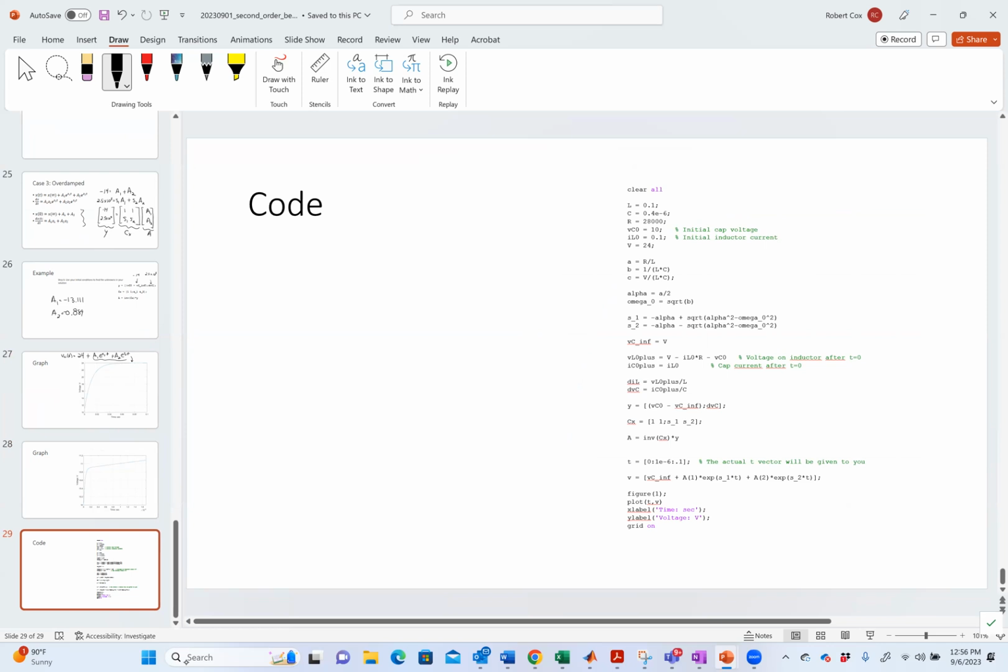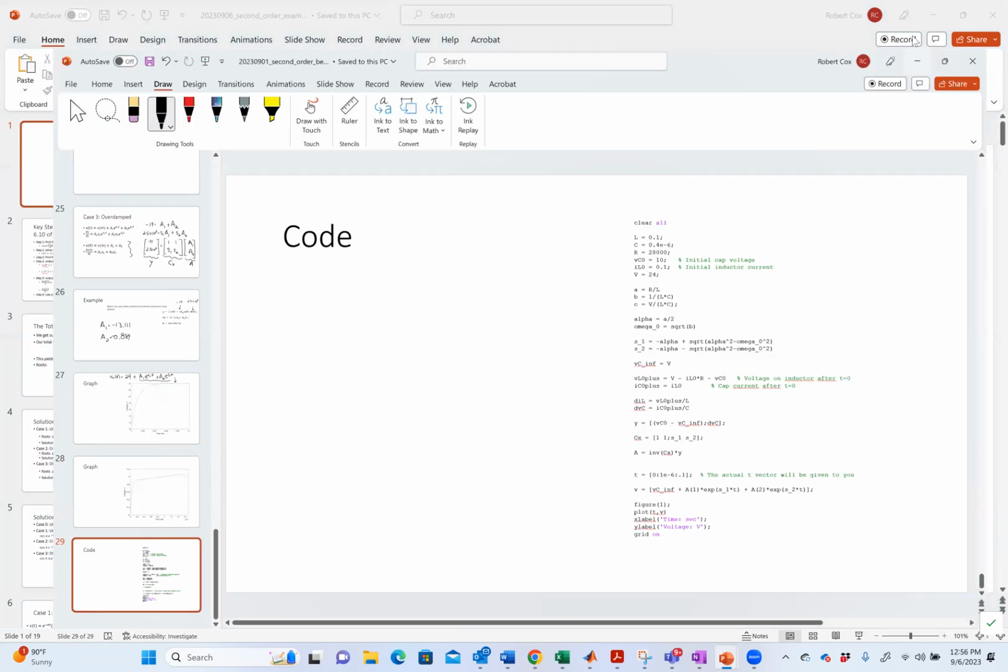But if you can look at what I posted online, you can try to run that code and play around with that. Okay. Questions about that example? All right. We're going to keep doing examples.